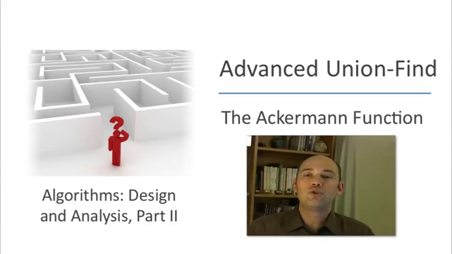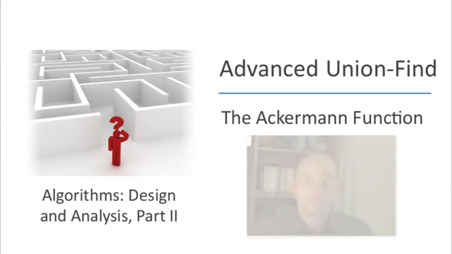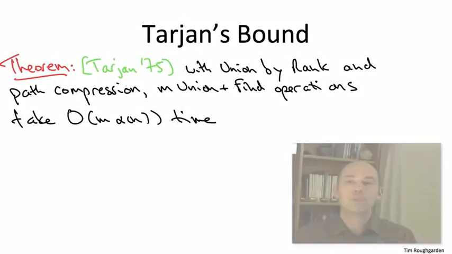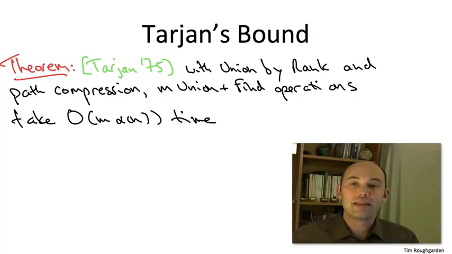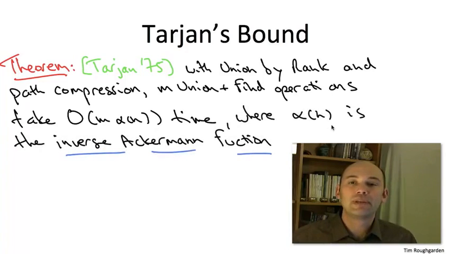It turns out you can do better than the Hopcroft-Ullman guarantee. There is a sharper analysis of the exact same data structure. That analysis was given by Tarjan, and here is the statement of his guarantee. The improved bound states that for an arbitrary sequence of M union and find operations, the total work done by this data structure, union by rank and path compression, is big O of M times alpha of N. Now what, you may ask, is alpha of N? That's a function known as the inverse Ackermann function.